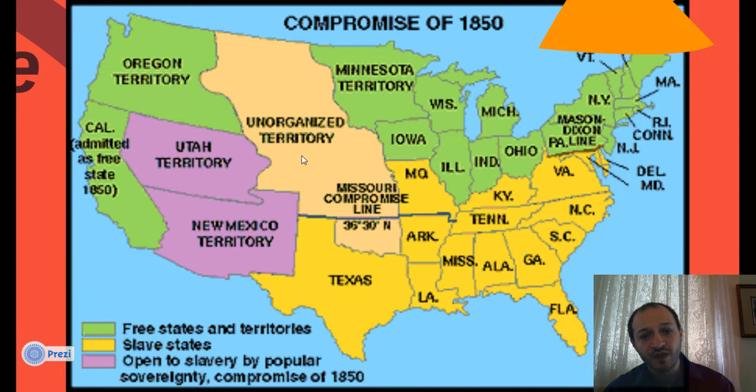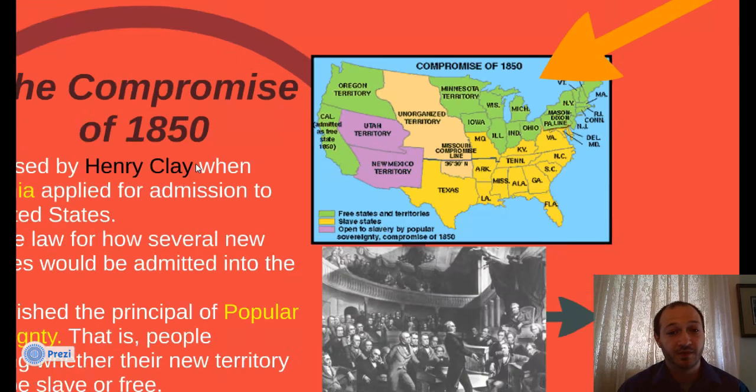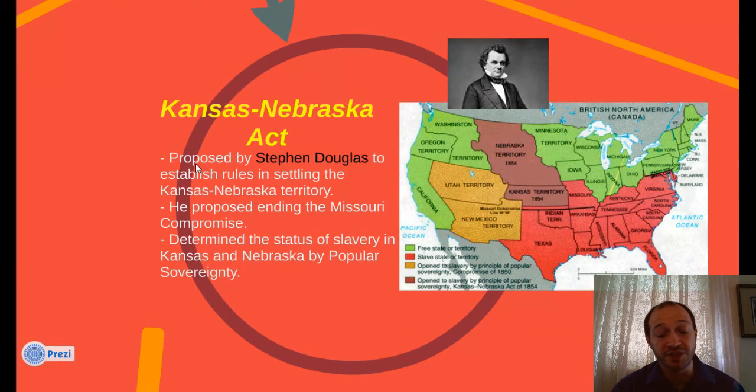Now, if we look across this line, you'll see that Utah is above the line. Therefore, it already violates part of the Missouri Compromise. We'll go further into that argument in our next slide, which is the Kansas-Nebraska Act.